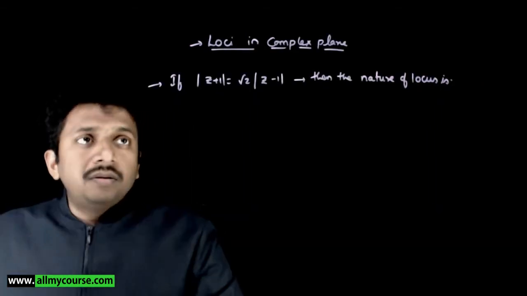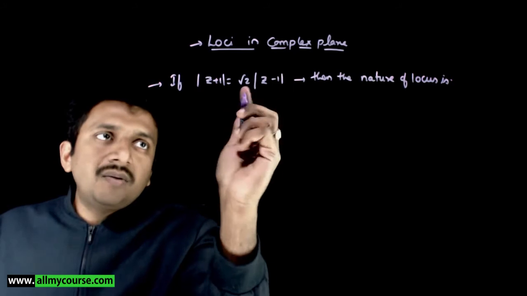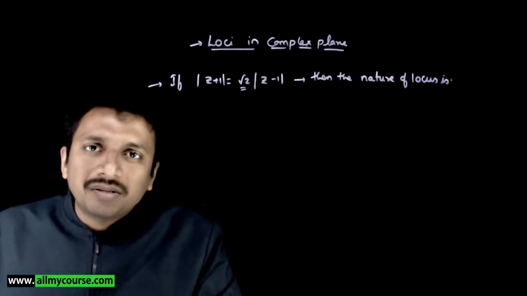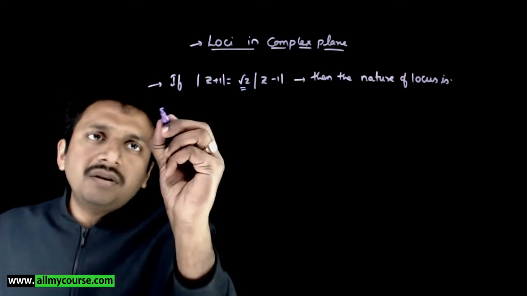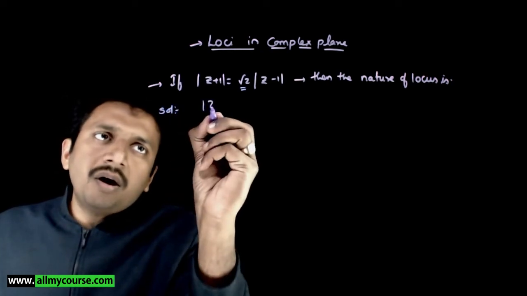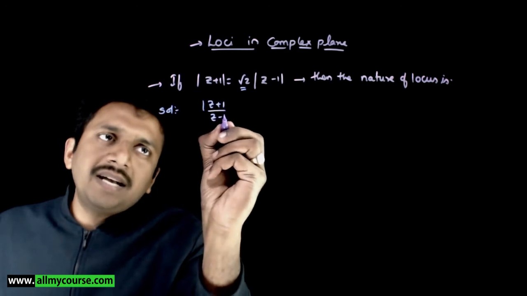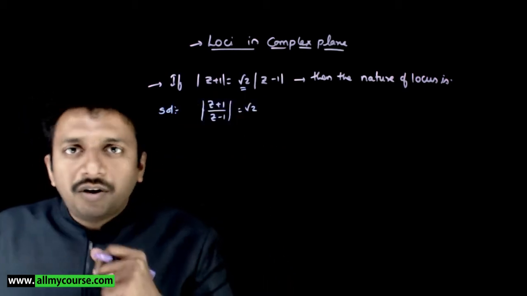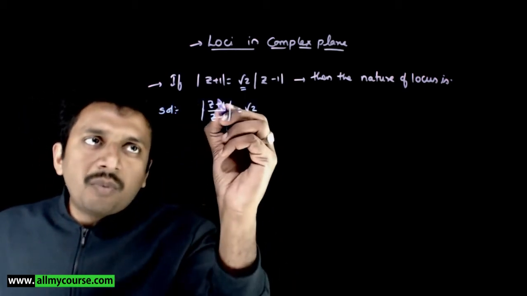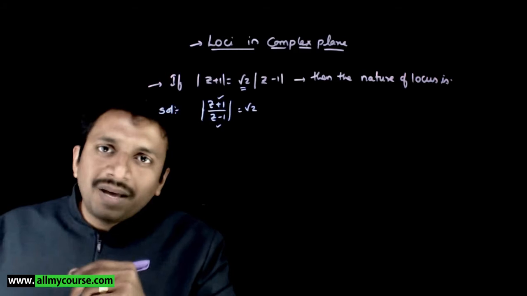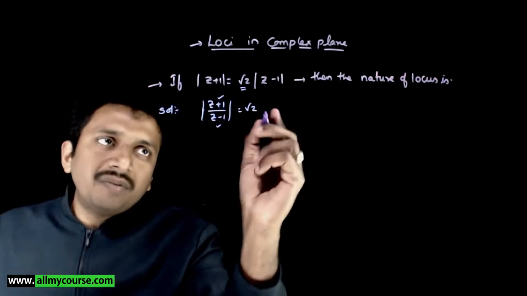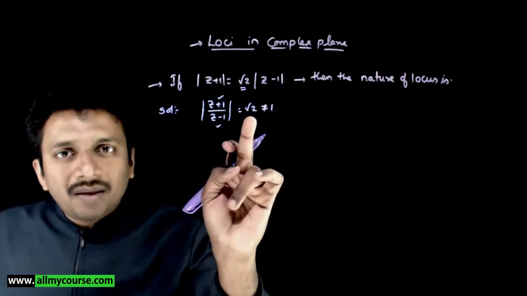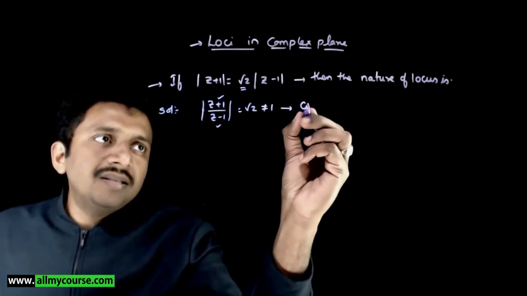So in this question, you're given that mod of z plus 1 is equal to root 2 times mod of z minus 1. In that case, what is the nature of the locus? In a very straightforward question, mod of (z plus 1) by (z minus 1) is equal to root 2, right? If you bring this onto the denominator. So now it is of the form mod of (z minus z1) by (z minus z2) is equal to some number which is other than 1. So for any number other than 1 here, the locus is a circle.